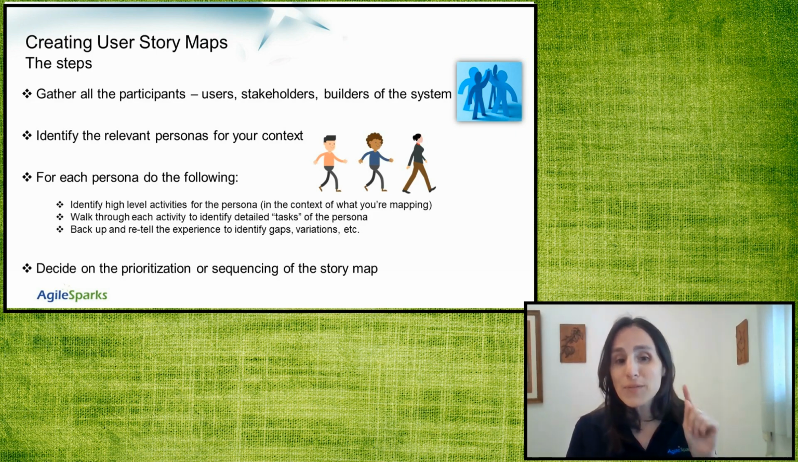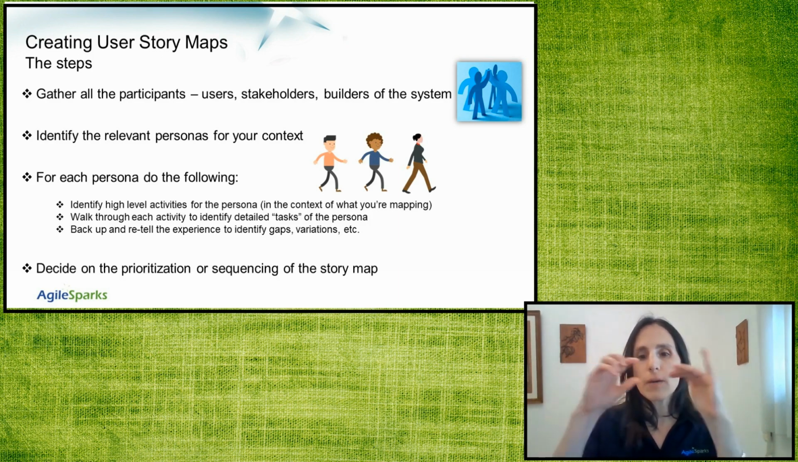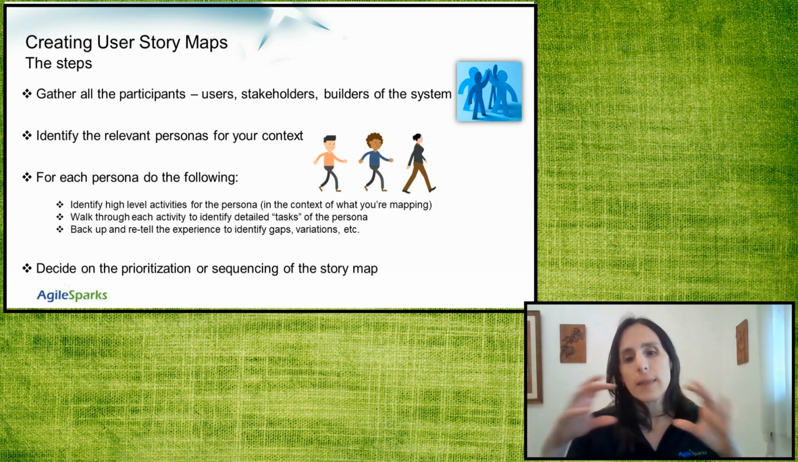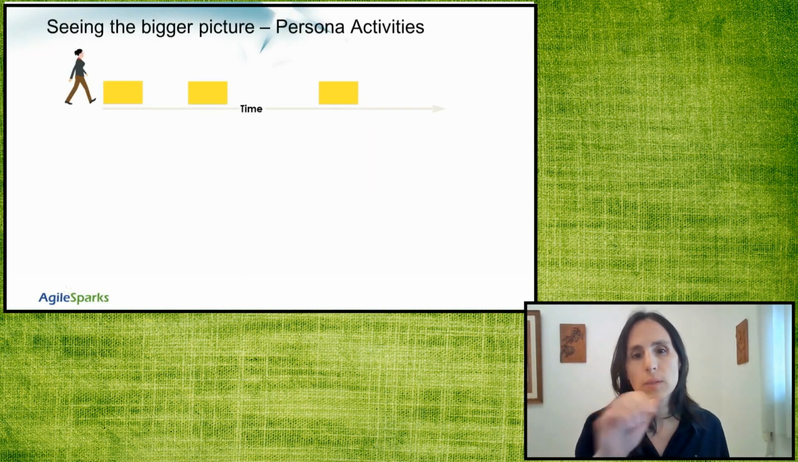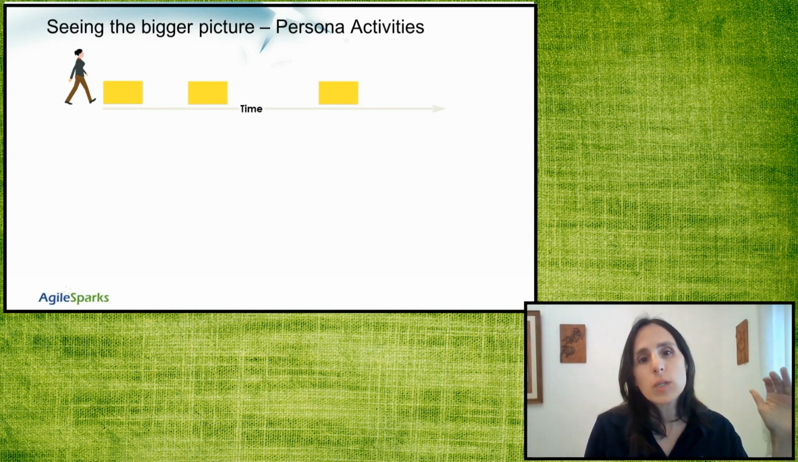And then lastly, but very importantly, you'll need to decide on the prioritization of the story map. So what will be the first things that you'll be working on, and the next and the next. Okay, so again, going back to how this would look visually.